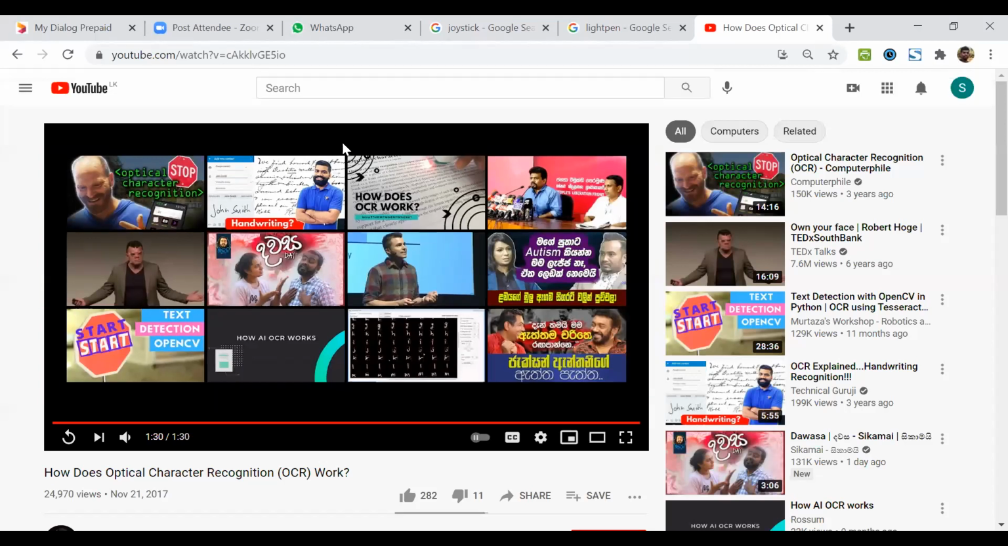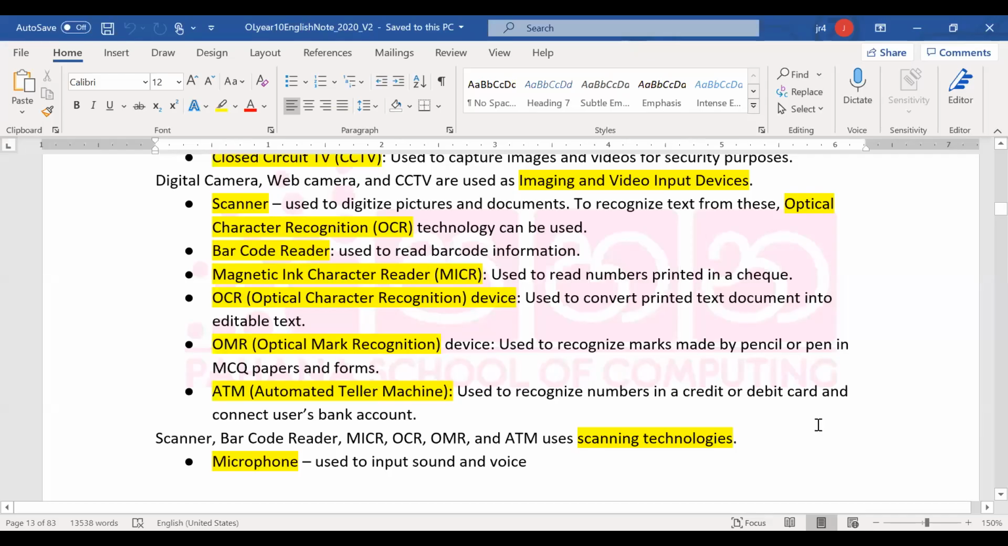So basically, as you have seen, what it does is recognize characters. Usually, when we say OCR, optical character recognition, we talk about printed characters, but now technology has advanced so that even when you write something by hand, handwritten characters can also be recognized using this technology.